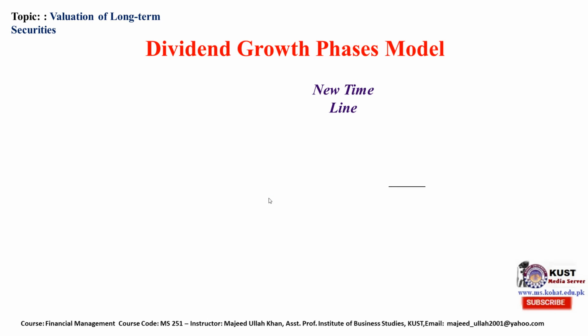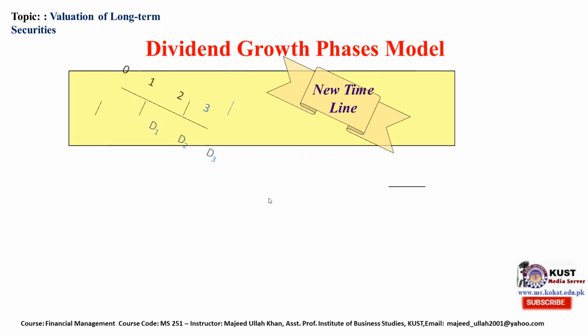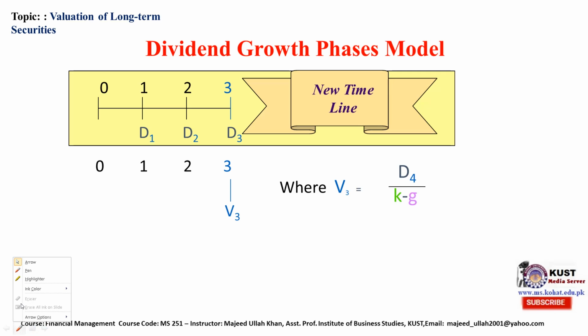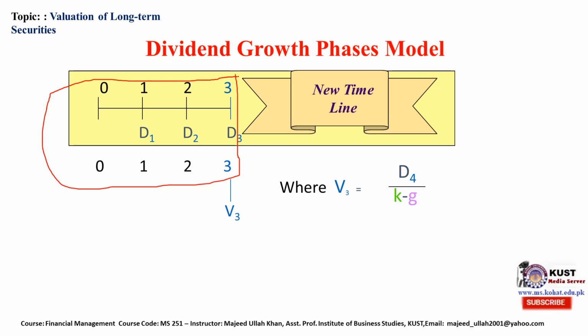Now coming to the dividend growth model. So the first phase is this one. We will get the present value of these dividends, and then the second phase will give us the value of the share but at time 3, because the second phase forever starts from this year 3 and onward. For value 3, D4 is basically like this.